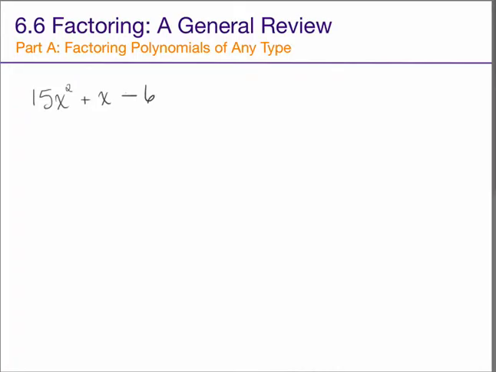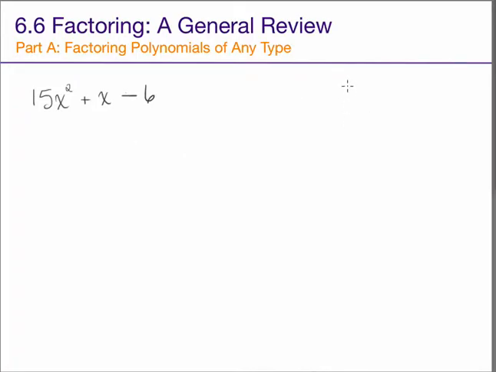Step 1 is always to look for a greatest common factor. There isn't one. There are no x's in this term, so x is not a greatest common factor because it's not common at all. The only number that goes into 15, 1, and 6 is 1. So there's no greatest common factor, but I did look, and that's important.